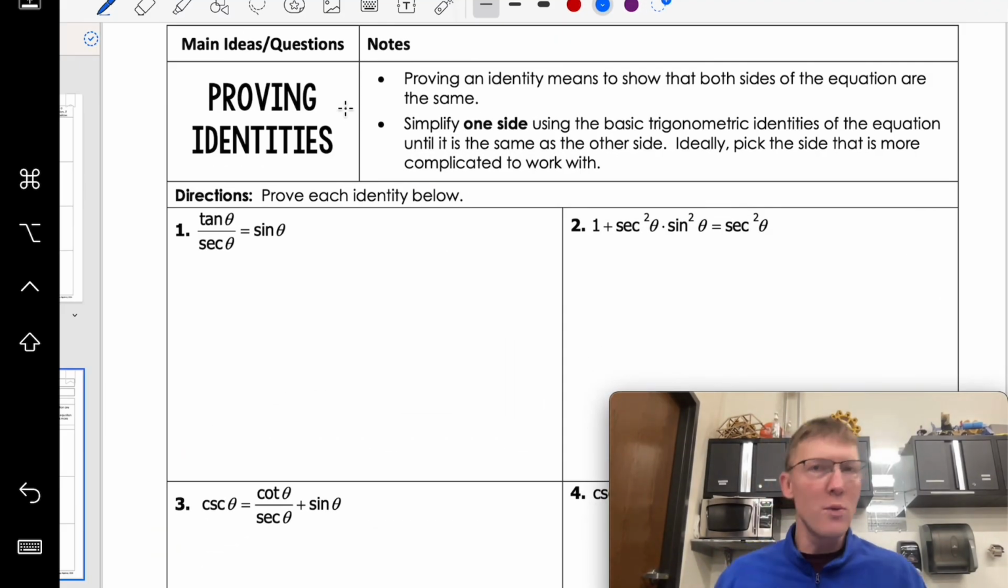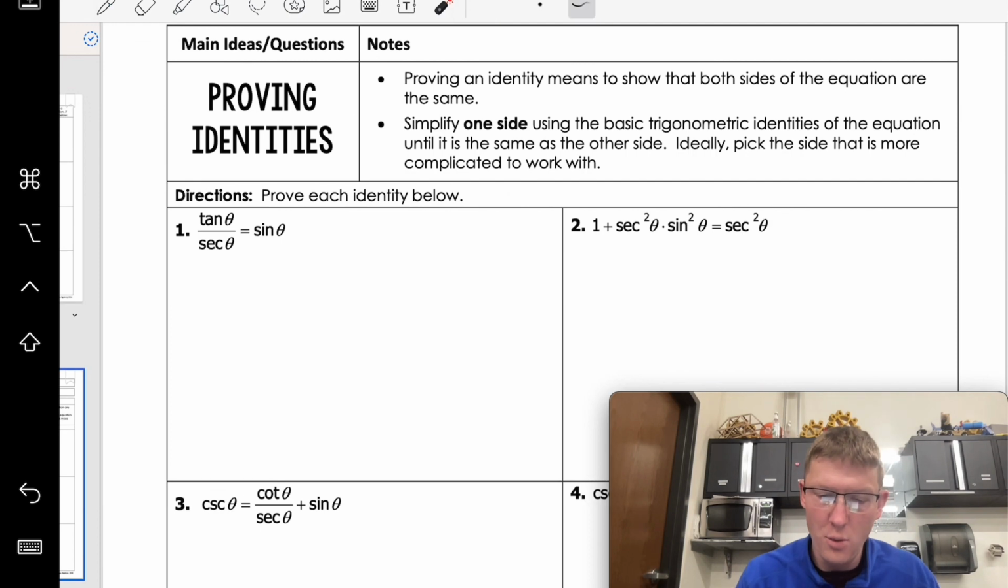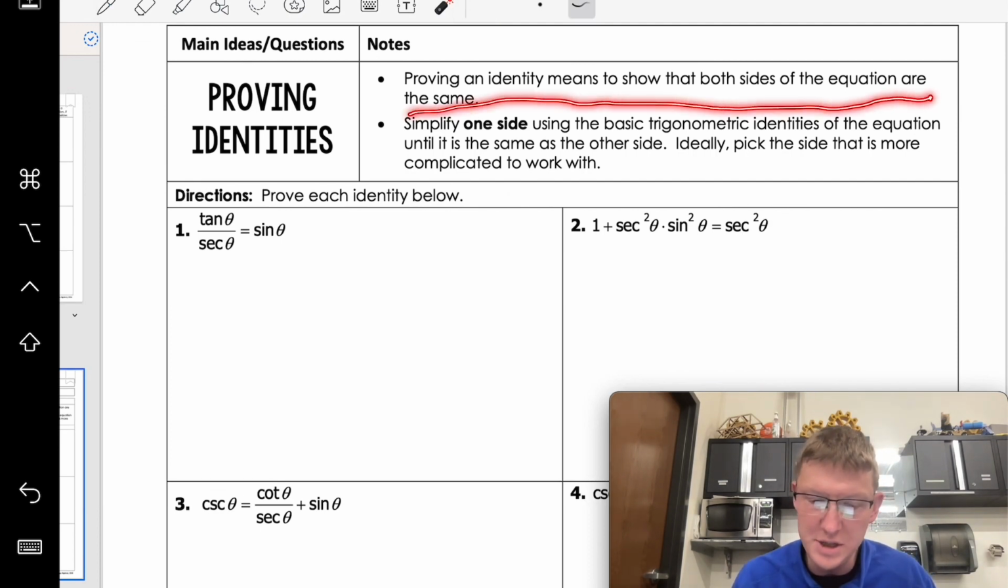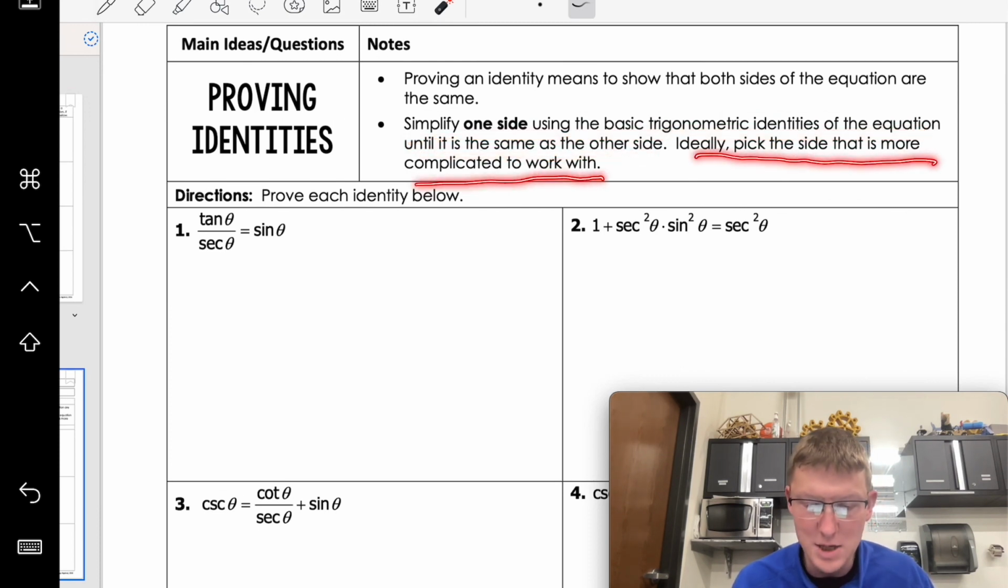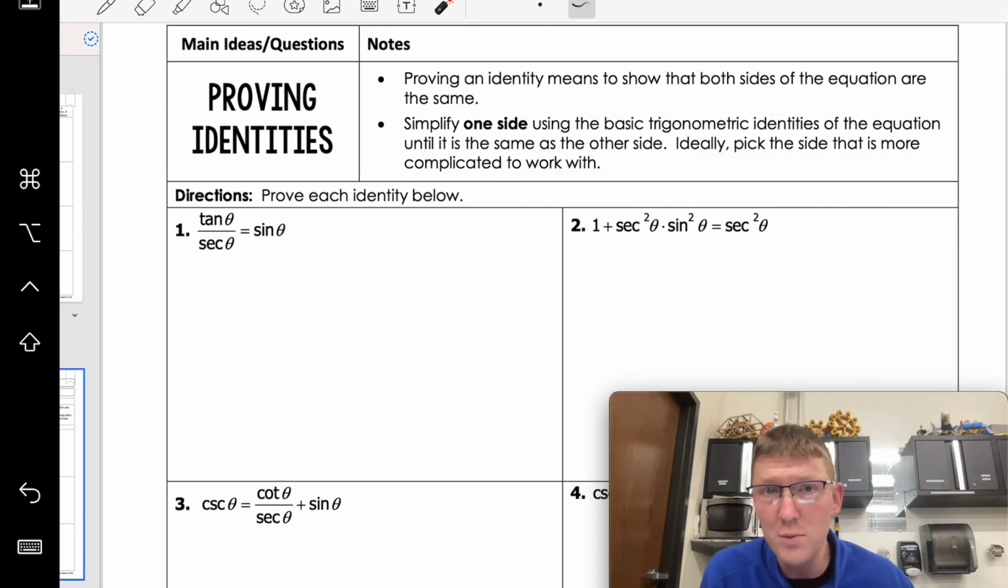Okay, the moment we've all been waiting for. Proving identities. If you've never done a proof before, here's your introduction. Proving an identity means to show that both sides of the equation are the same. Simplify one side using basic trig identities until it is the same as the other. Ideally, pick the side that is more complicated to work with. The reason we do that is if it's more complicated, all you have to do is simplify it so you get to the second side.